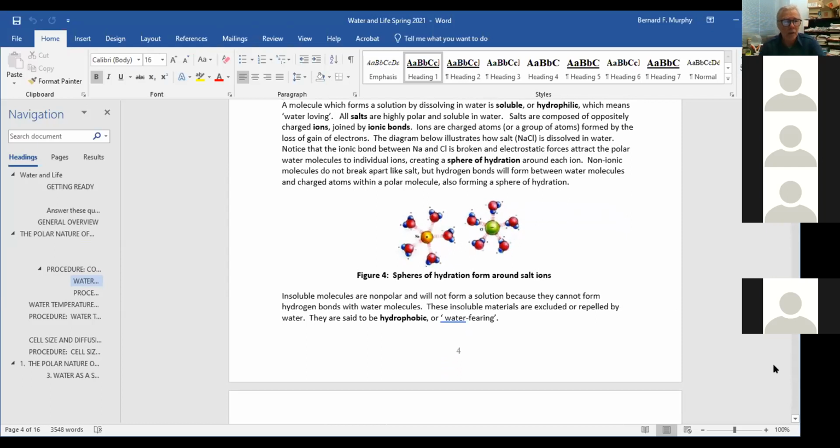But other polar molecules that have polar covalent bonds will also be soluble in water. So ionic compounds and compounds that have polar covalent bonds are soluble in water. Insoluble molecules are nonpolar and do not form a solution. They can't form hydrogen bonds with water. They can't even find any kind of electrical interaction with water. So they're insoluble in water, hydrophobic or water-fearing.